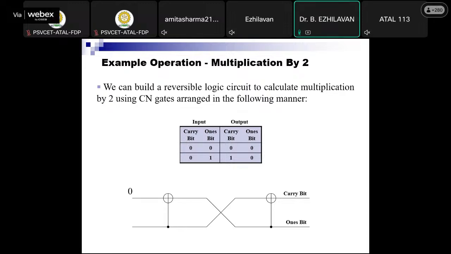Then we are going for multiplication by 2. Reversible logic circuit. To calculate multiplication by 2 using CNOT gates, arrange in the following manner: carry bit and ones bit. If both are 0, the result is 0. If 0 and 1, the carry bit will become 1 because the ones bit will become 1. So the carry becomes 1, and here it will become 0.